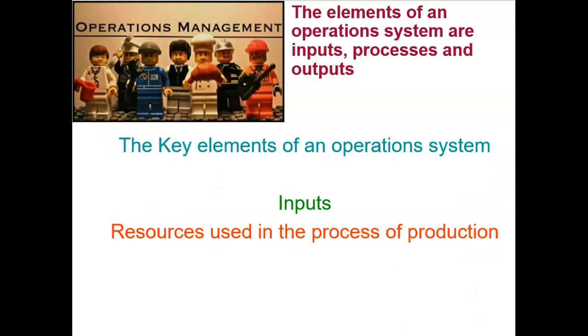So if we now have a look at the three elements individually, the first one that we're going to look at is inputs. So they're the resources that are used by an organisation in the process of production, pretty obvious, and there are several of those which we'll go through now.